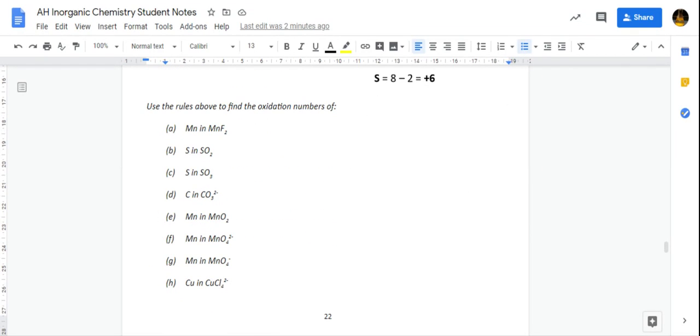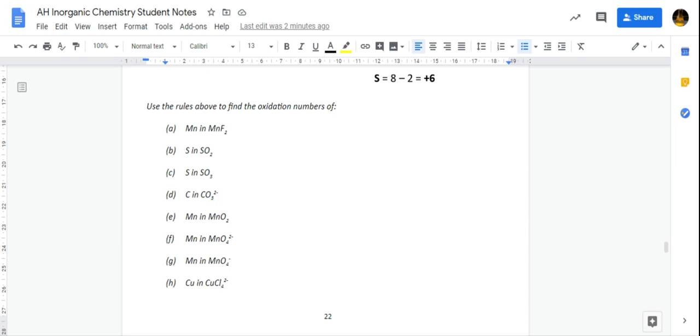So you'll do the same things for these examples here. To find the manganese in manganese fluoride, you know what fluoride is because it's a single ion, and there are 2 of them, so you can use that to find out what the manganese was. Overall, this MnF2 is neutral, so your 2 oxidation numbers should add up to 0.